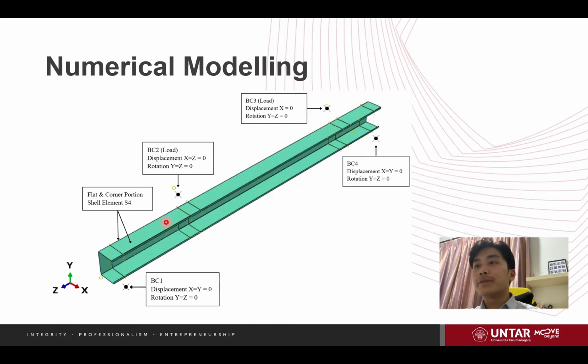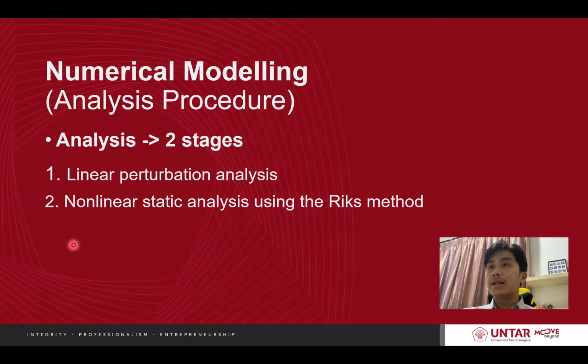Next, from this picture, we would like to explain a little bit about its boundary conditions to match the experimental condition. For example, the beam ends, which are BC1 and BC4, were modeled using pin and roll support. The applied loads were introduced as concentrated forces at the two loading points. And why is there some kind of separation? Because there is a 90mm wide region at the loading and support locations to represent the stiffness zone and ensure uniform load transfer.